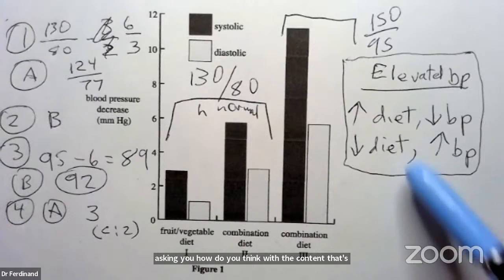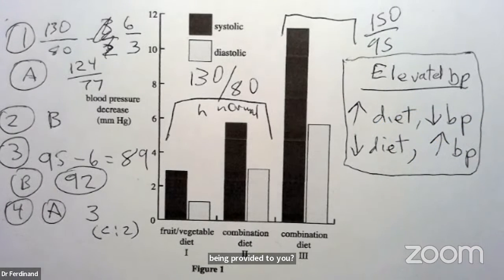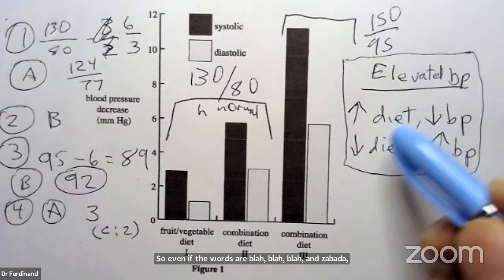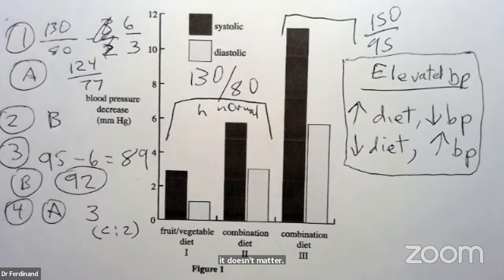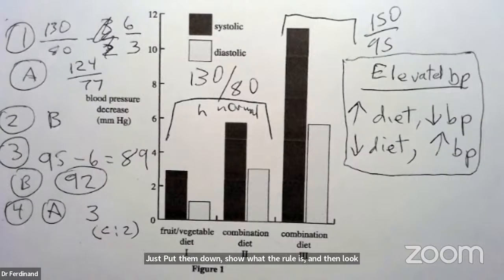So even if the words are blah, blah, blah and zabada, it doesn't matter. Just put them down, show what the rule is, and then look at the questions and see how those rules apply. Don't feel that there is some deep knowledge that you needed to know about blood pressure or fluid mechanics or anything else. You're using your thinking techniques. Okay, so let's move on to the 5 questions.